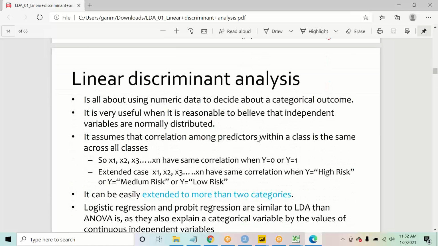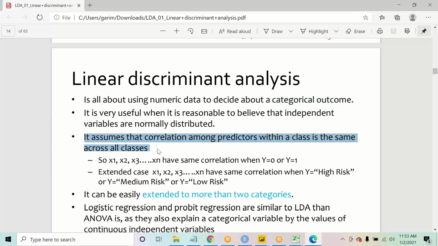So what is LDA? LDA is all about using numerical data to decide about a categorical outcome. Based on the numerical nature of the data, you are trying to predict something of a categorical nature. That is where we use linear discriminant analysis. It is very useful when it is reasonable to believe that the independent variables are normally distributed. This is an assumption that we take.